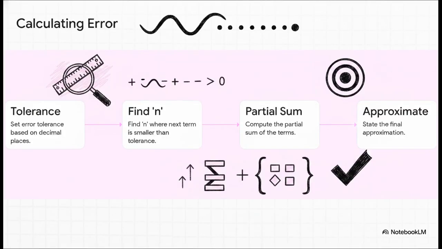So let's actually step through the logic of calculating an exact error margin. Let's say, for example, you need your answer to be accurate to 4 decimal places. Step 1, set your error tolerance. For 4 decimal places, your tolerance is 0.00005. Step 2, use that golden rule we just talked about. You just find the number of terms n where the very next term is strictly smaller than that 0.00005 tolerance. Step 3, now that you know exactly how many terms you need, just compute the partial sum by adding them all up. And finally, step 4, state your final approximation. And you can do it completely confident in the fact that your answer is perfectly within the required bounds. You've mathematically guaranteed your own accuracy.